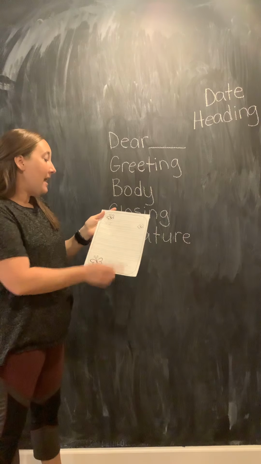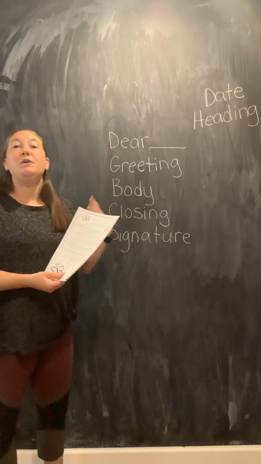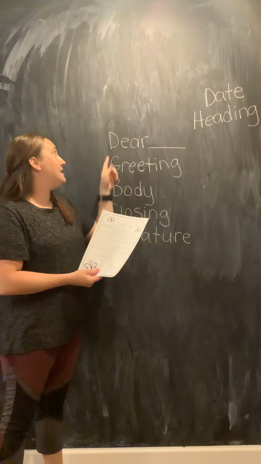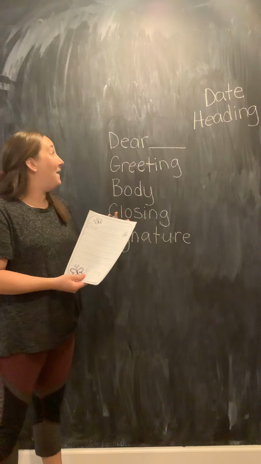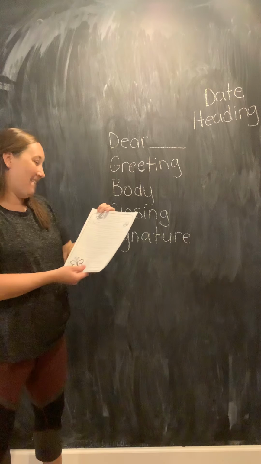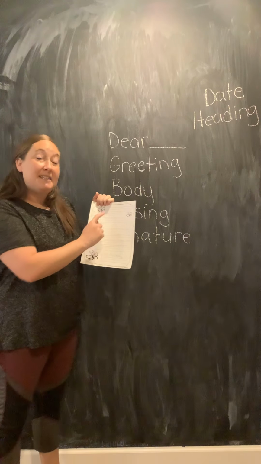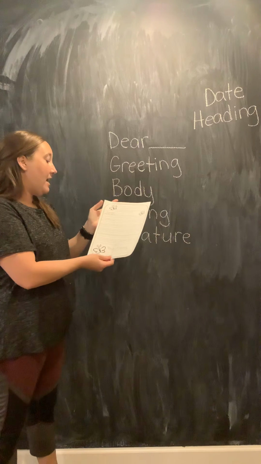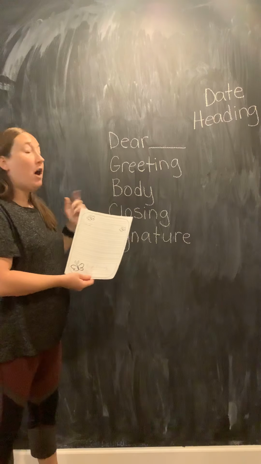The next part of a letter is called the greeting, and that's where you're greeting the person that you're writing the letter to. Usually it sounds something like this: Dear Mrs. Rask, or whoever the teacher is that you're writing to. So you're going to copy that dear and then write your teacher's name there, and that's going to be your greeting. The next part, the big part of your letter, is called the body.